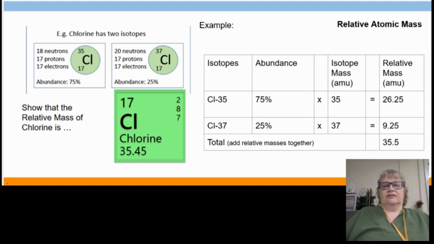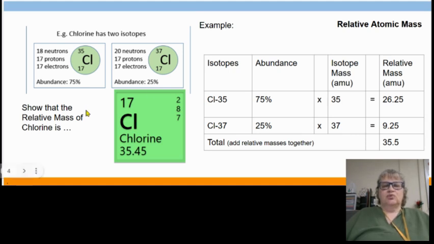Why aren't they exactly the same? Well, because there are other isotopes, right? So the 75% is probably more like 74 point something. And the 25% is probably like a 24 point something. And there are others that are in between that are much, much smaller. Okay. Then you would get exactly what it says. Okay. So this is relative atomic mass.